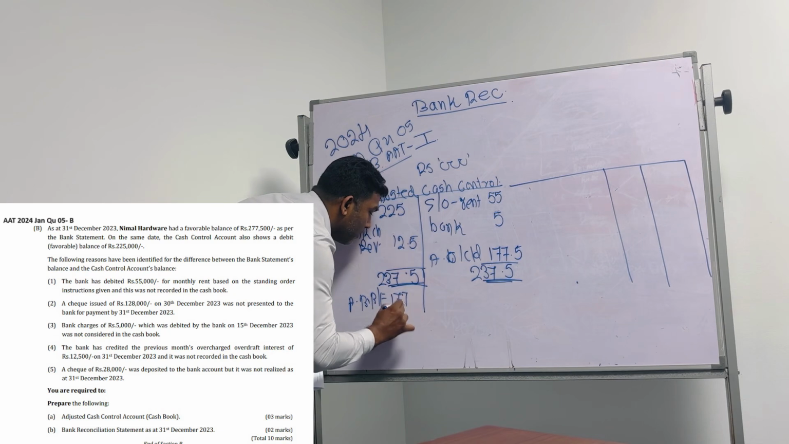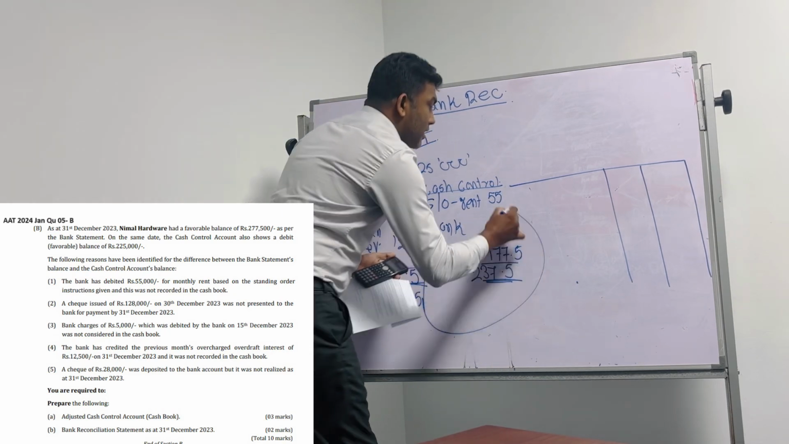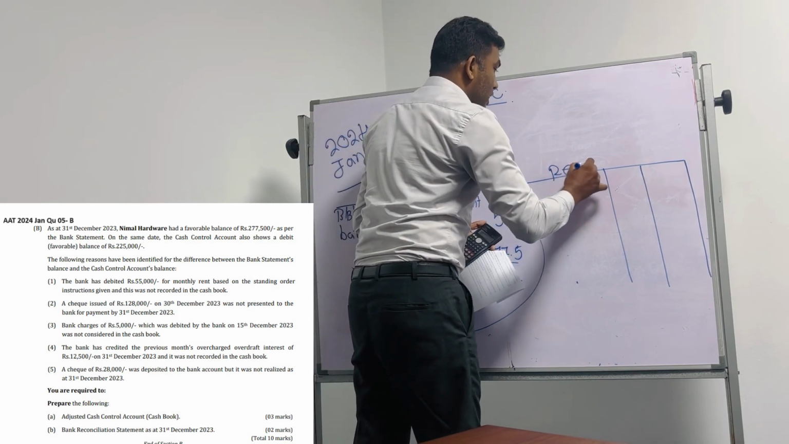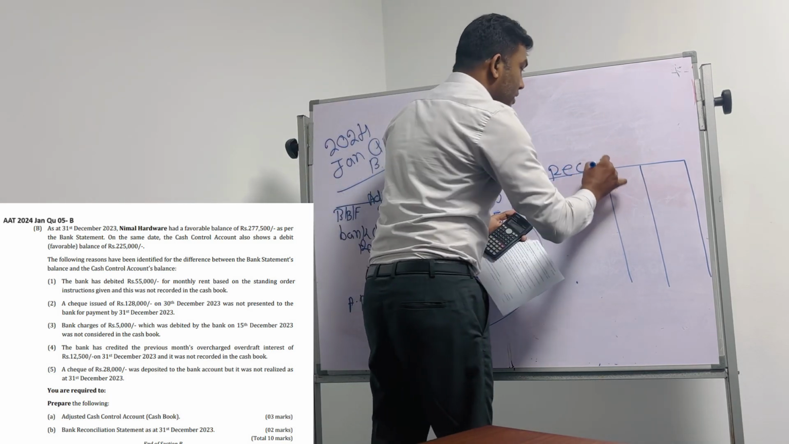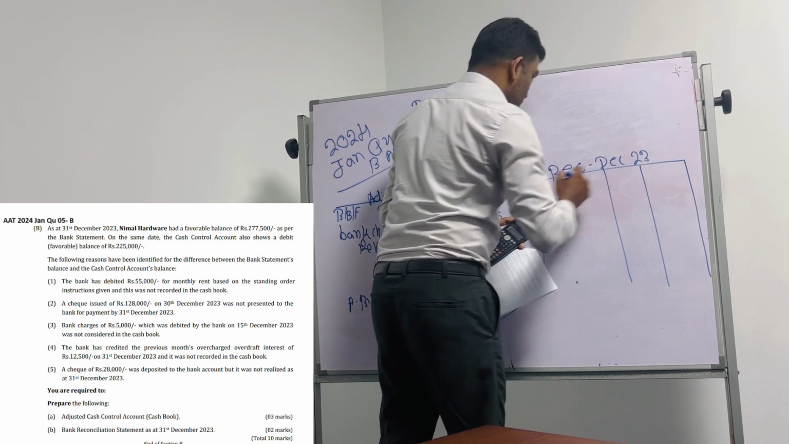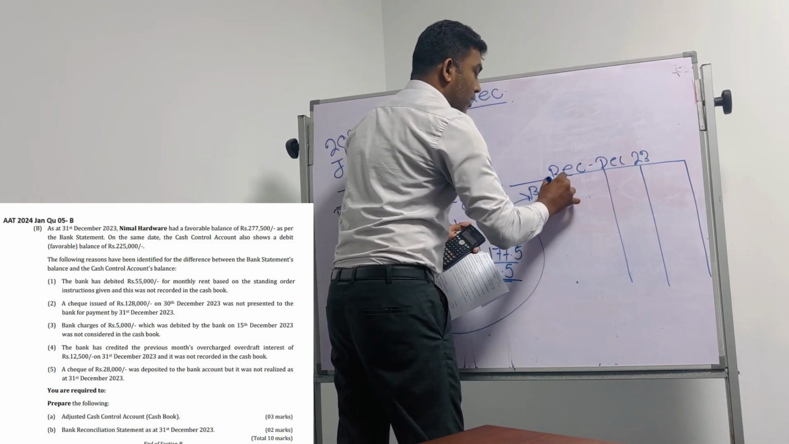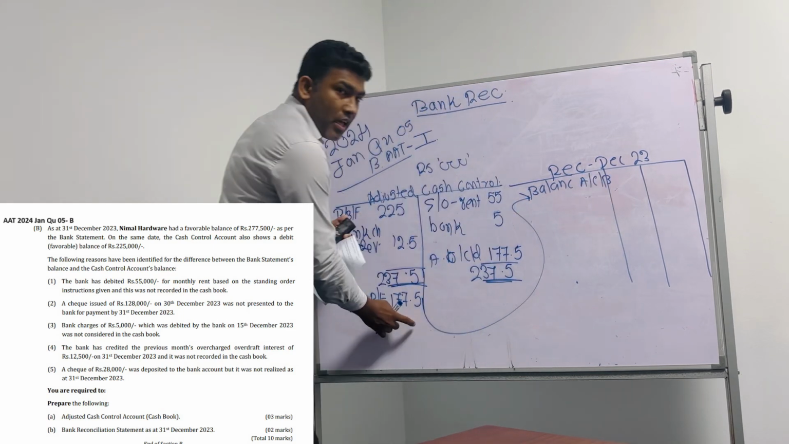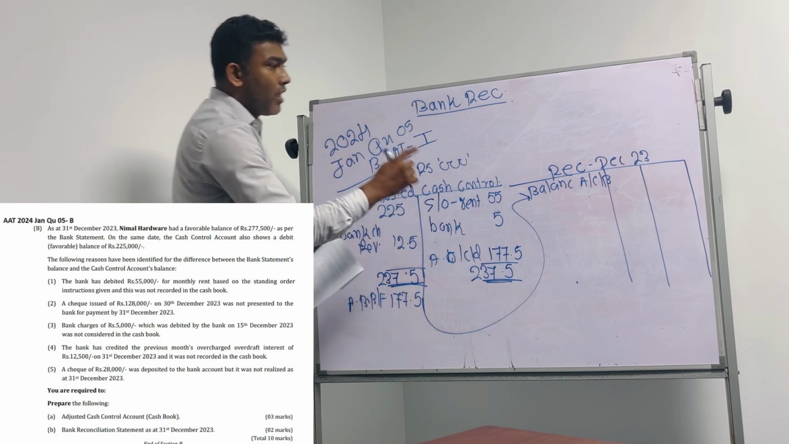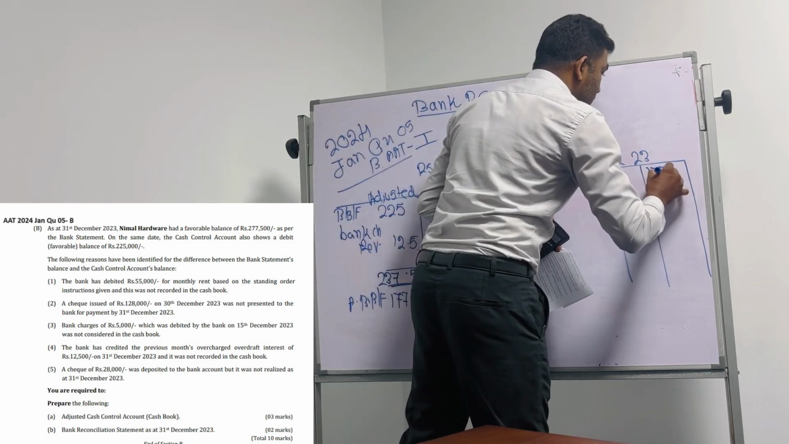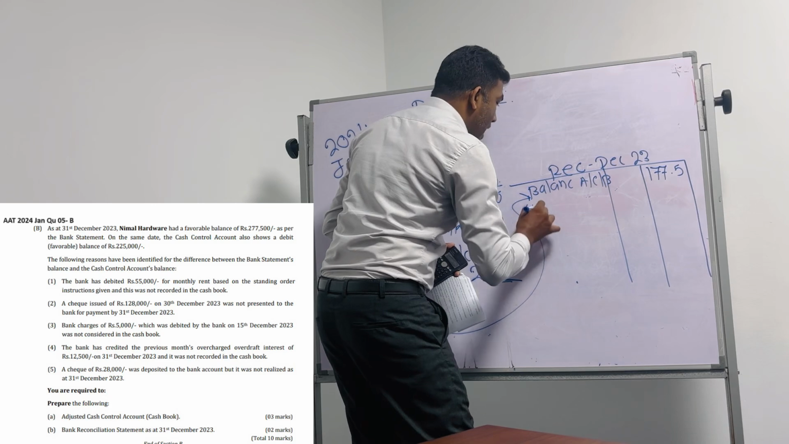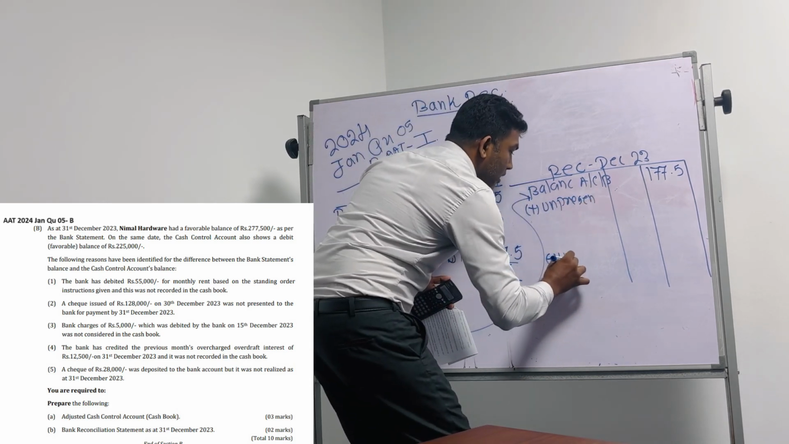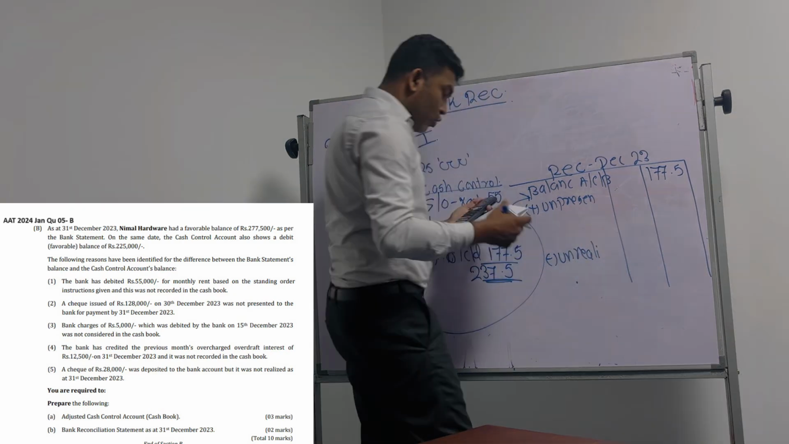Here 177.5. You will take the adjusted cash book balance to the reconciliation for the month of December 23. Balance as per adjusted cash book, you will put that balance. This is a favorable balance, and favorable means you can take that balance as positive. Here 177.5. Then you add unpresented checks and minus unrealized checks. So we have two figures.